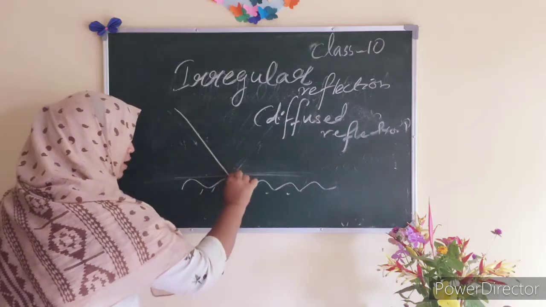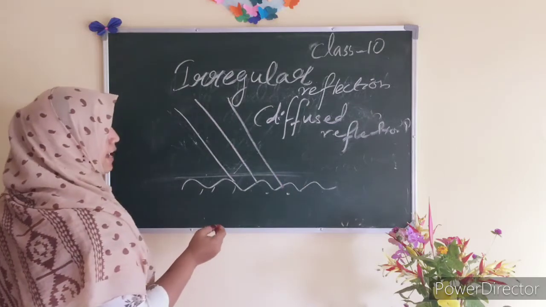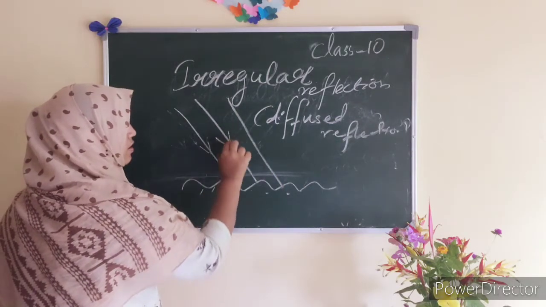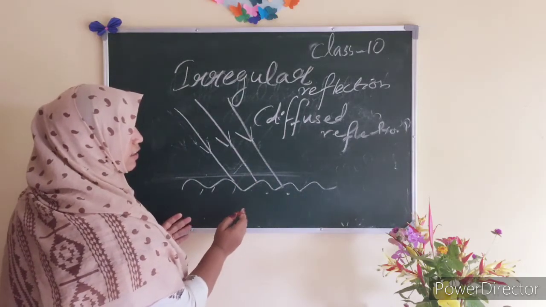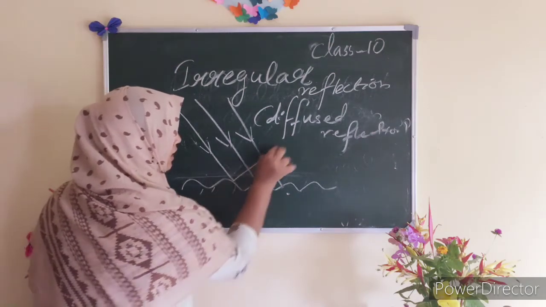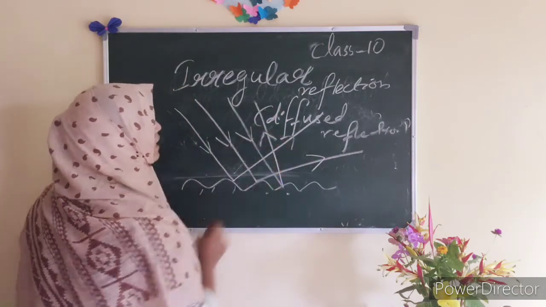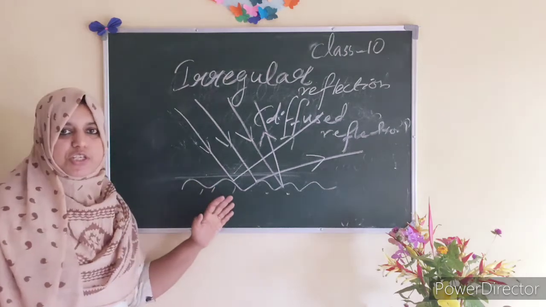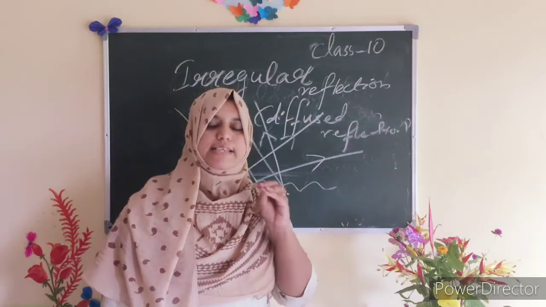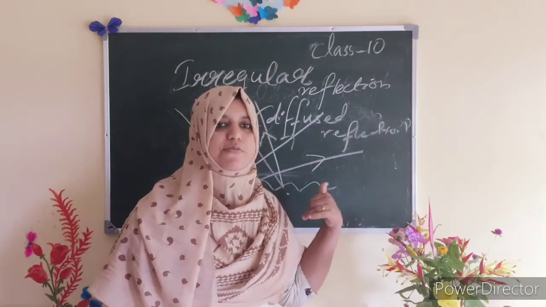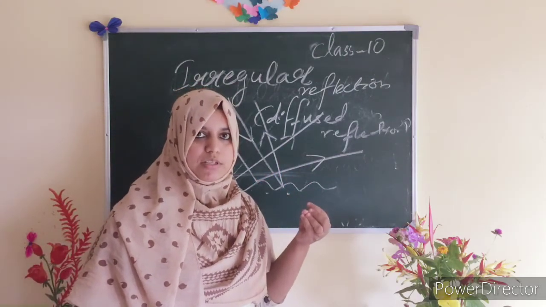So a parallel beam of light falls on a rough surface. After reflection, the reflected lights are moving in different directions. Such reflection is known as irregular reflection or diffused reflection. Some examples for irregular reflection or diffused reflection are light reflected from the wooden table, newspaper.